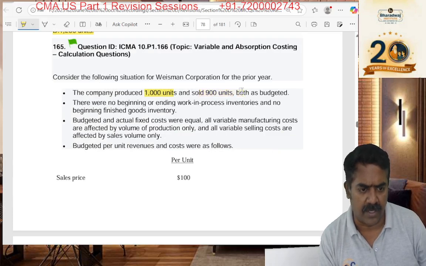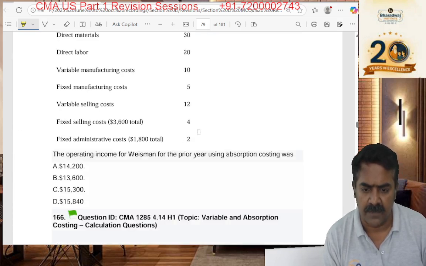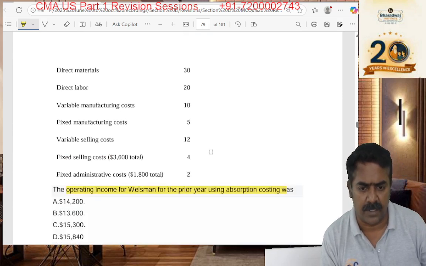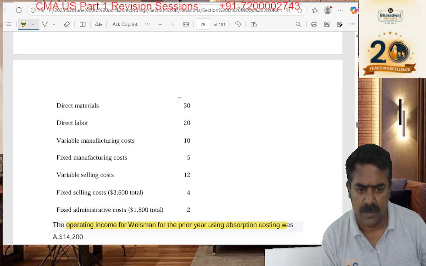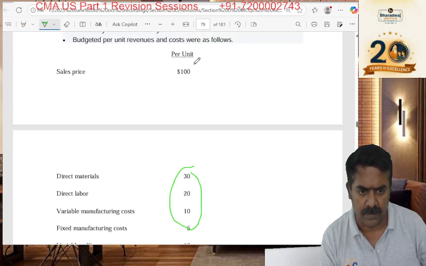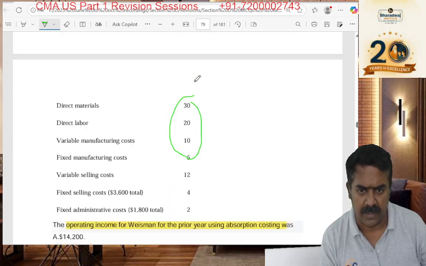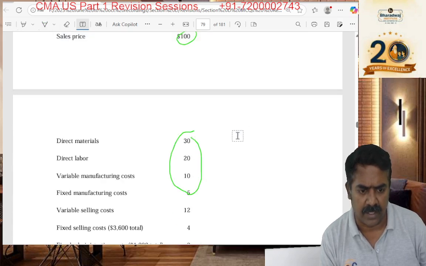Thousand units produced and sold 900 units. 130, etc. is given. Operating income using which one? Absorption costing. All these costs are inventoriable cost. 100 minus 65? 35. Into how many units sold? 900 units sold.